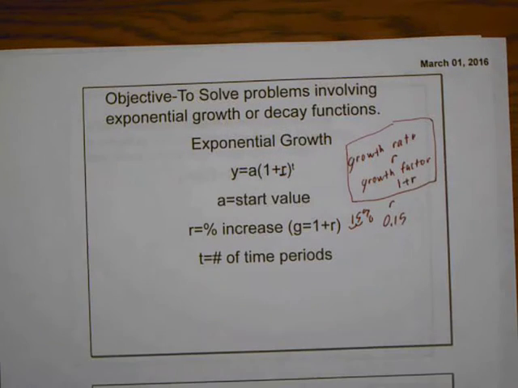And then finally, T is going to be the number of time periods. So if something goes per year, it would be however many years you have. If it were per month, it would be however many months you have. So let's jump into an example.